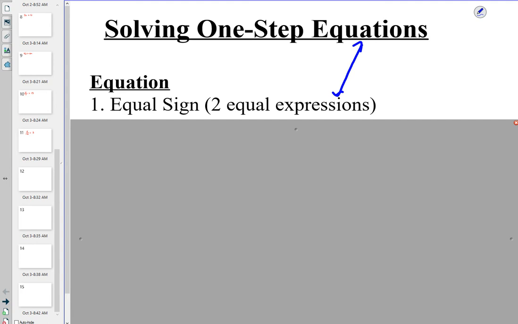What's the main difference between an expression and an equation? Well, an equation is two expressions, not just two expressions, two equal expressions. What shows that they are equal? An equal sign. An equal sign is a comparative symbol. It says that two things are the same, not just alike, but the same.